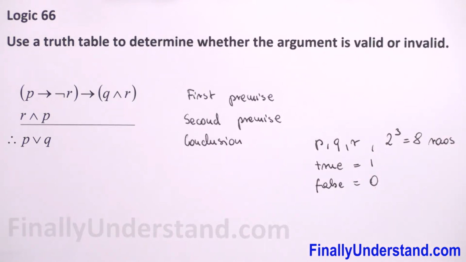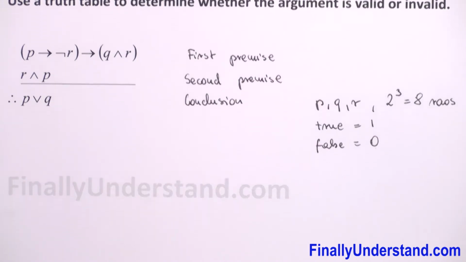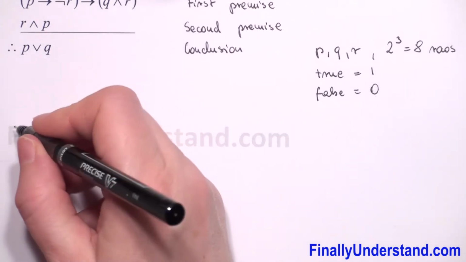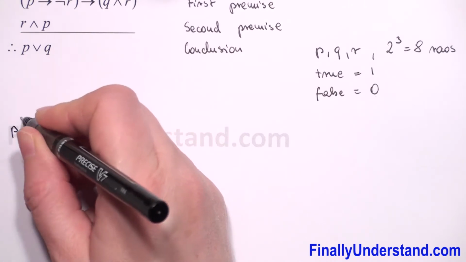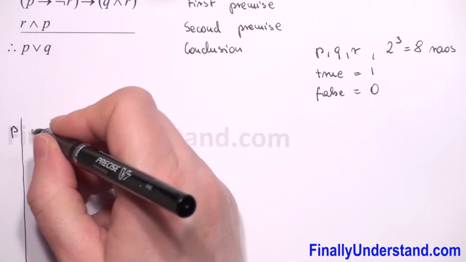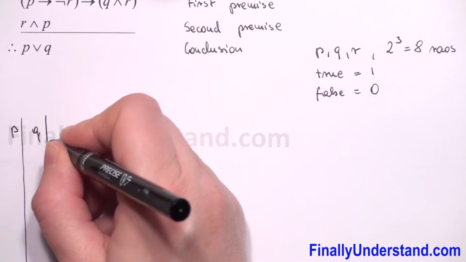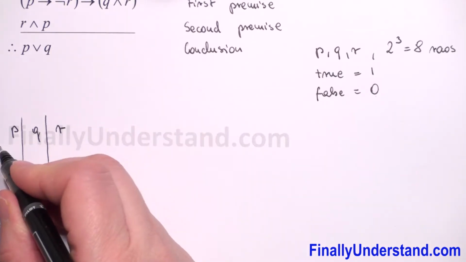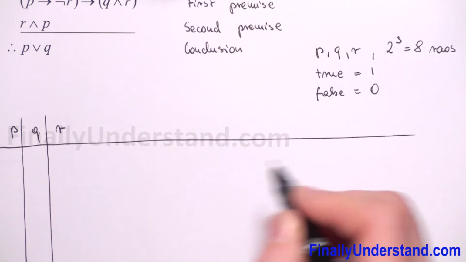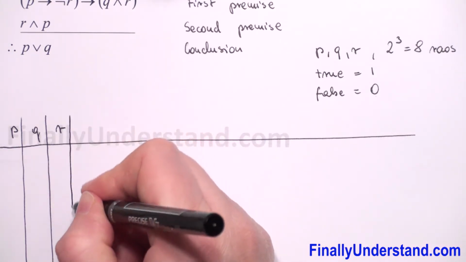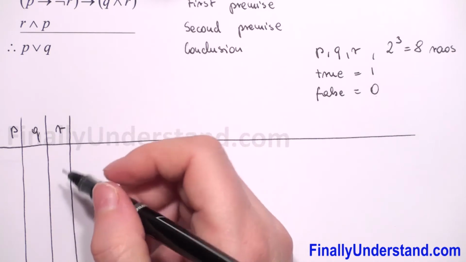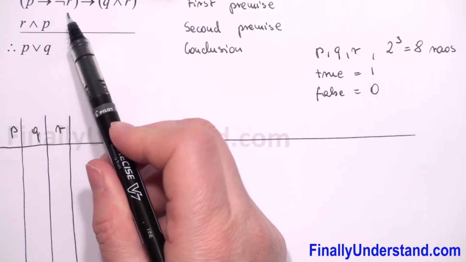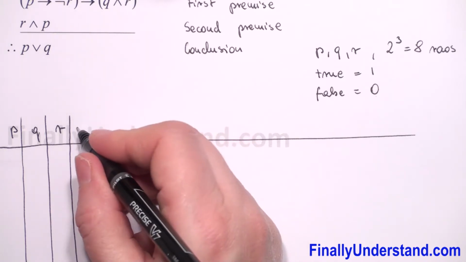So now we have to write all these combinations. We need to have 8 rows. So we have P, Q, and R. Next, we have to put the negation of the simple statement. We have not R only.